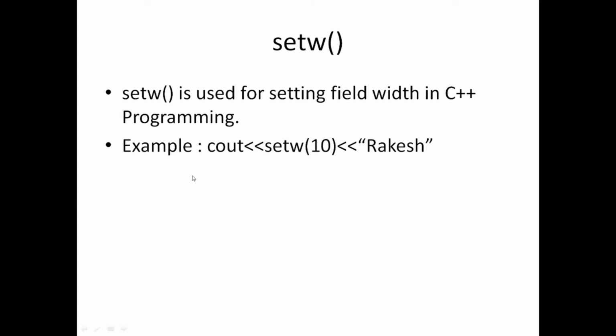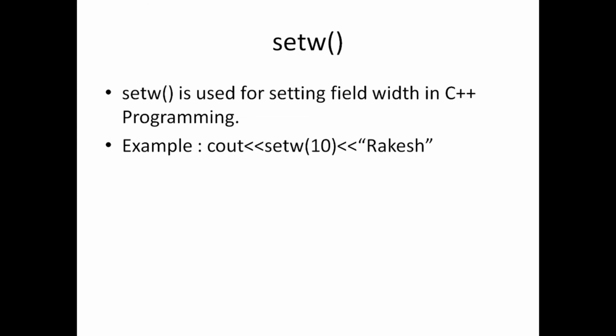There you see that cout double less than setw(10) double less than Rakesh, I am displaying. That means Rakesh has 6 characters, but it will display in an area of 10 characters. That means the first 4 characters will be spaces and then Rakesh will display. So this is the small introduction to setw.